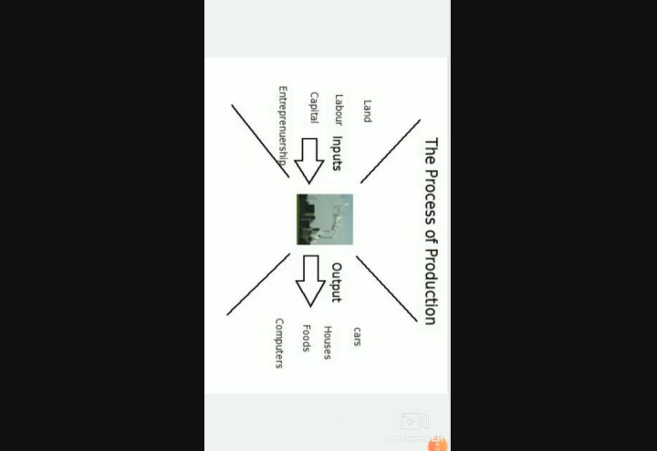That is, the land, labor, capital, and entrepreneurship are used as inputs. Then it goes to the industry to process, and in the final products we are getting cars, houses, foods, and computers. Now comes the product life cycle.